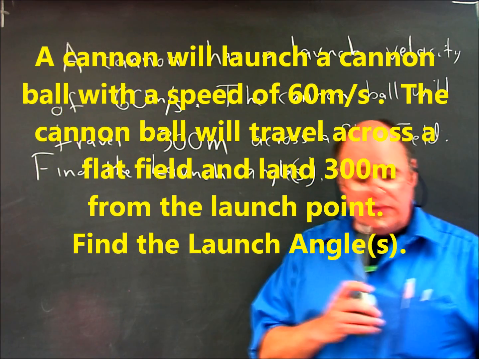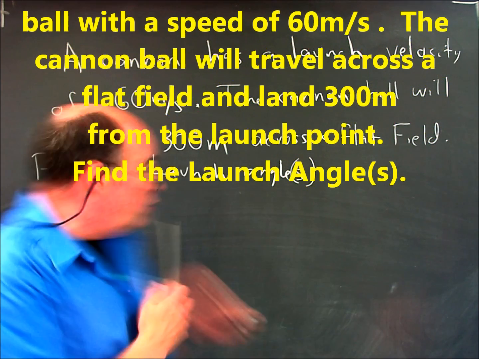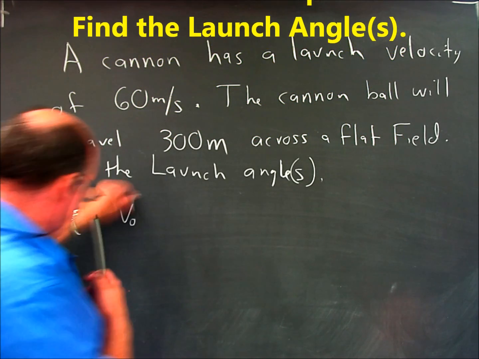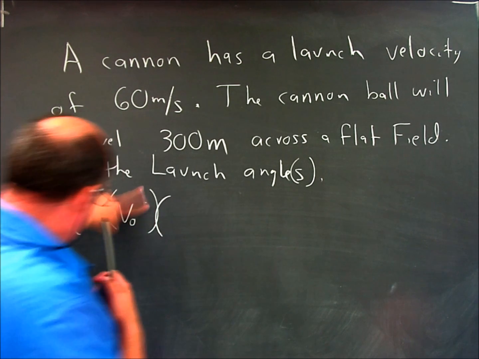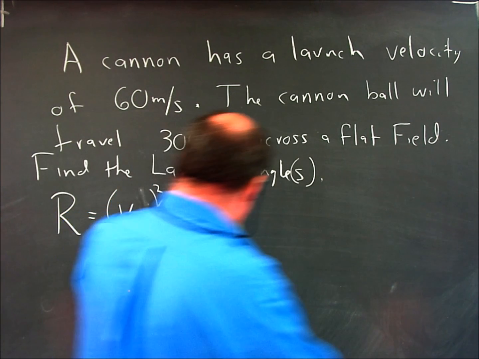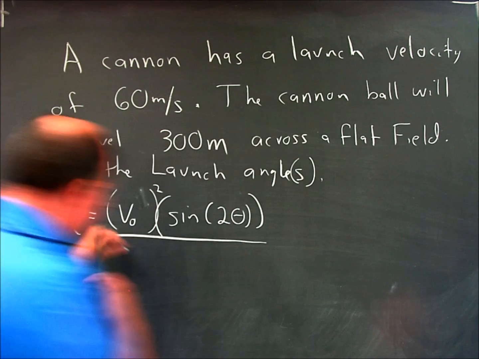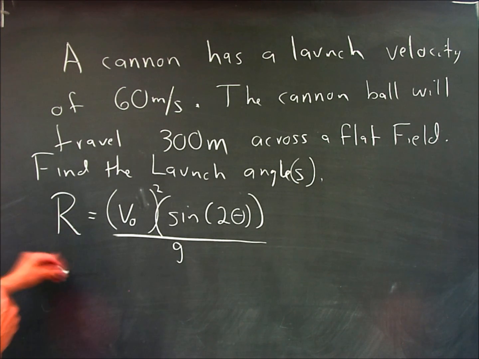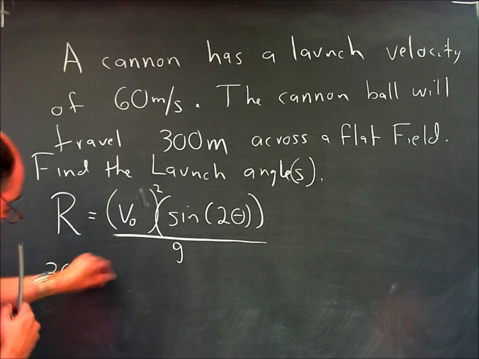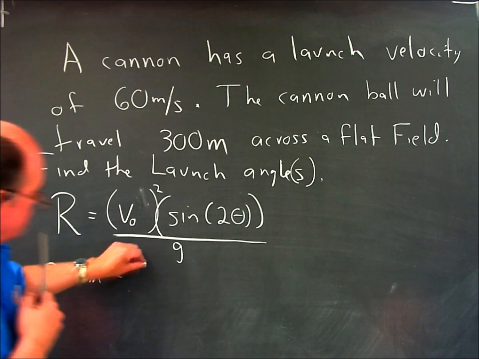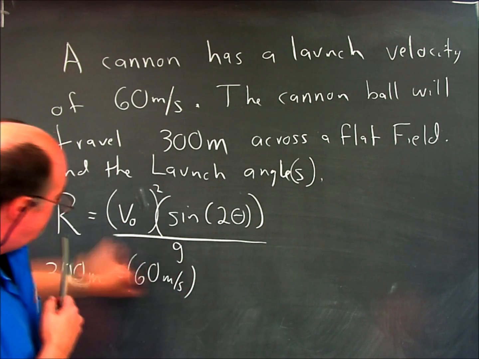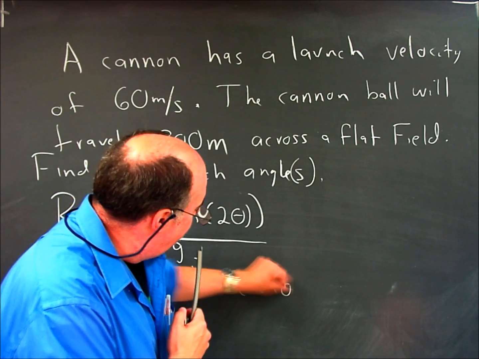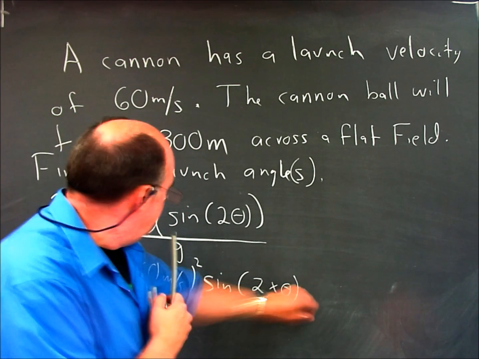So for this particular case, the range formula is perfect. If we use the range formula, what it says is range equals V initial squared times the sine of 2 times the angle, divided by the magnitude of gravity. So you see, I know a few of these things. I know the range is 300 meters. I know the beginning speed is 60 meters per second, and I'm going to square that. I know the sine has a function of 2 times the angle. Now I don't know the angle, and I'm going to divide this thing by 9.8.